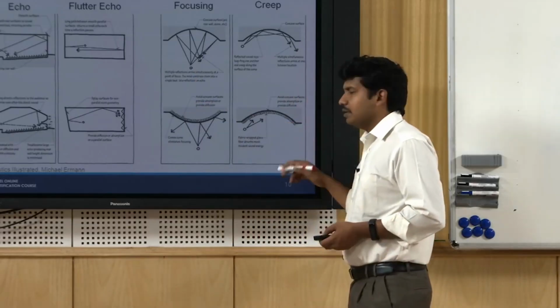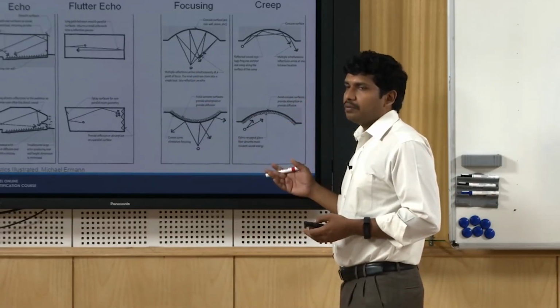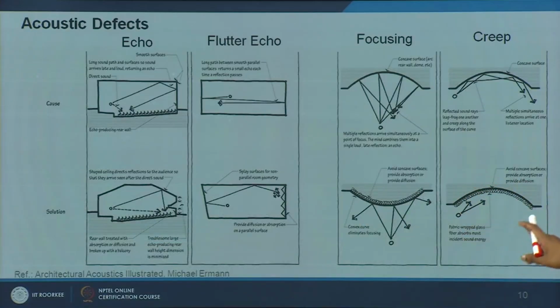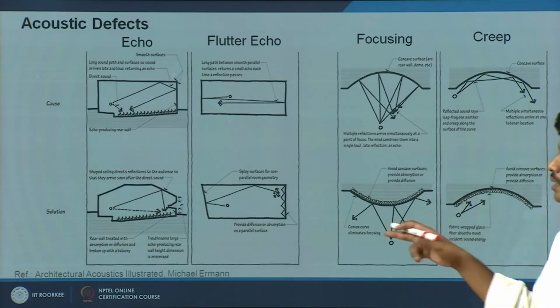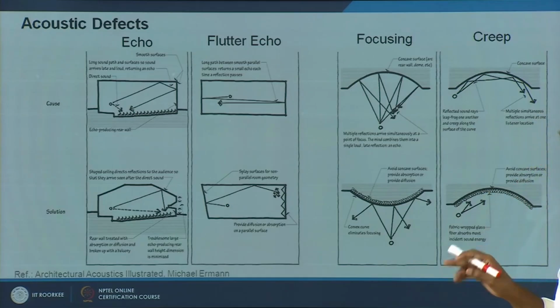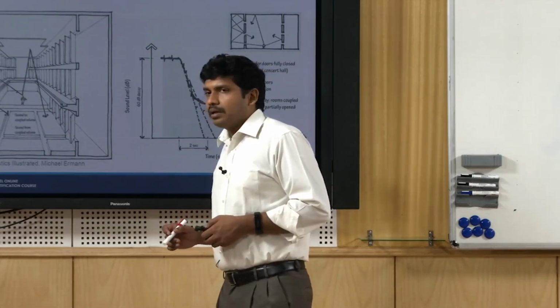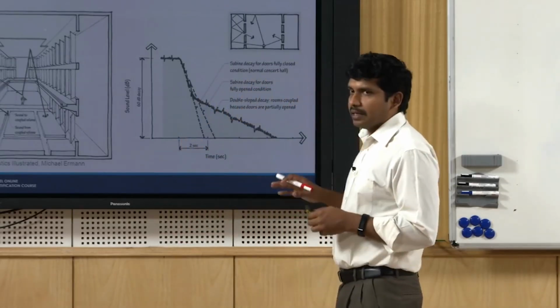Similarly for creep, the best alternative is to either diffuse it, stagger it, or create absorption. You have to be careful about which frequency you are providing sound absorption for, as that actually determines the effectiveness of the treatment itself.